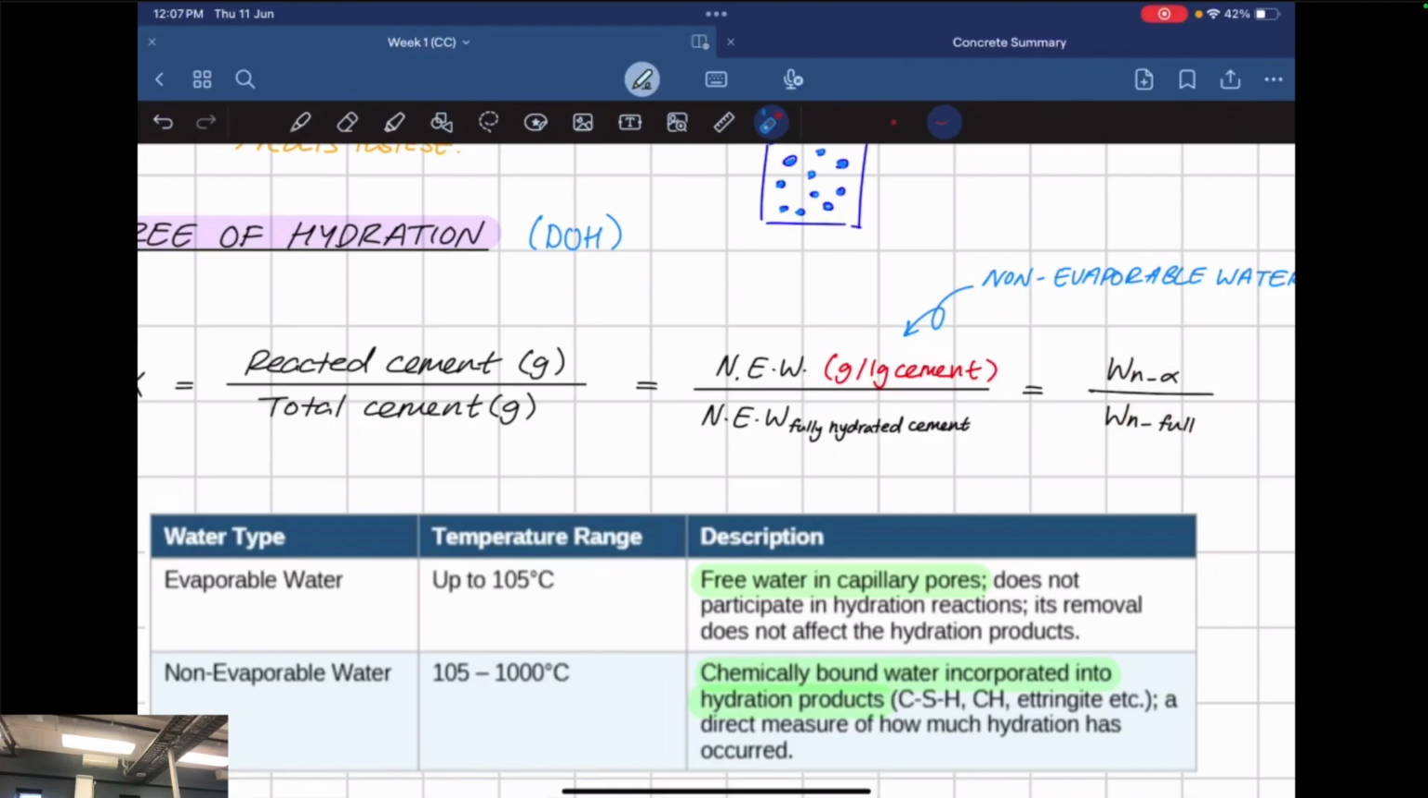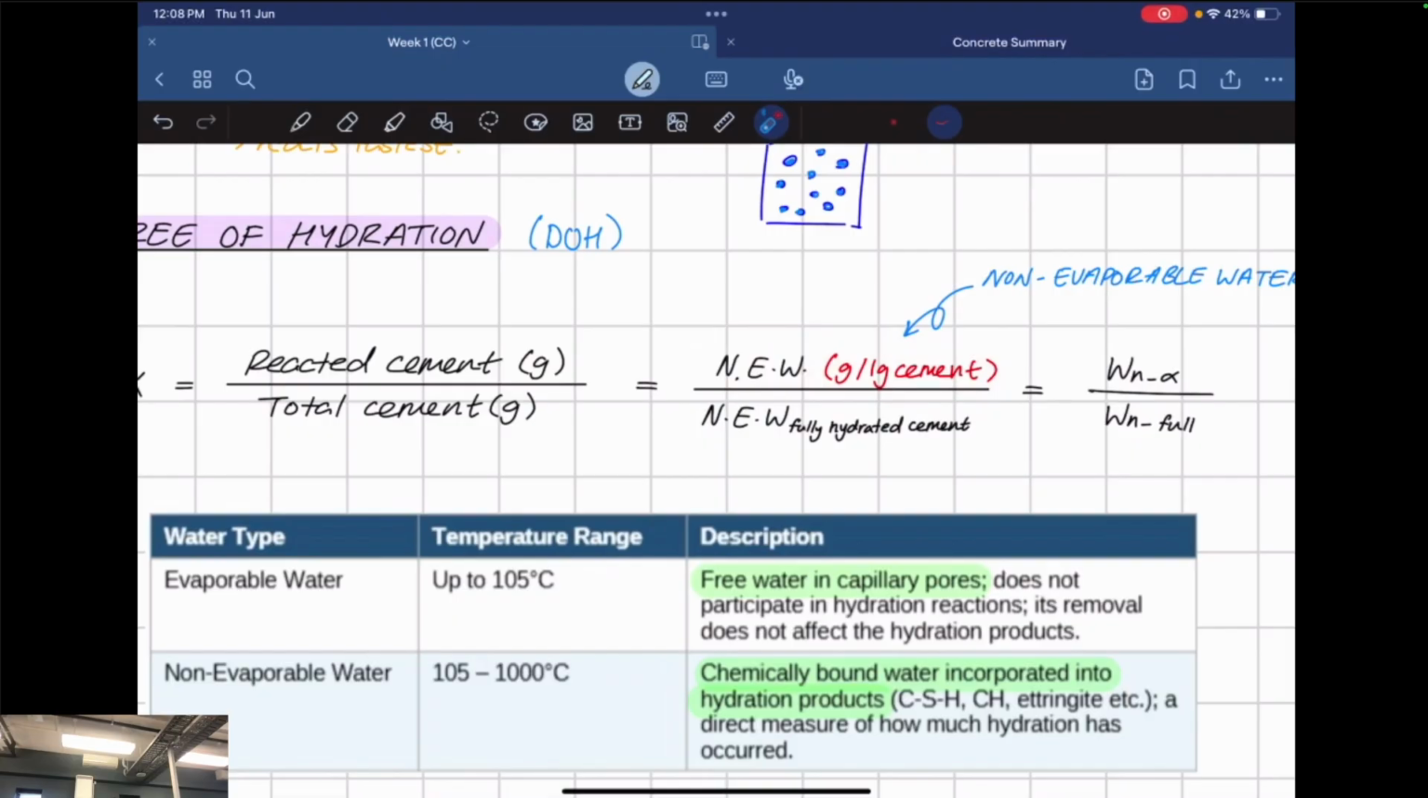What do you mean by per 1 gram of cement? Essentially, it's the amount of non-evaporable water, or the amount of reacted products, per gram of cement that you have. Might need a bit of Henry's help. Henry, how do I explain this part? It's the amount of non-evaporable water in grams per gram of cement.